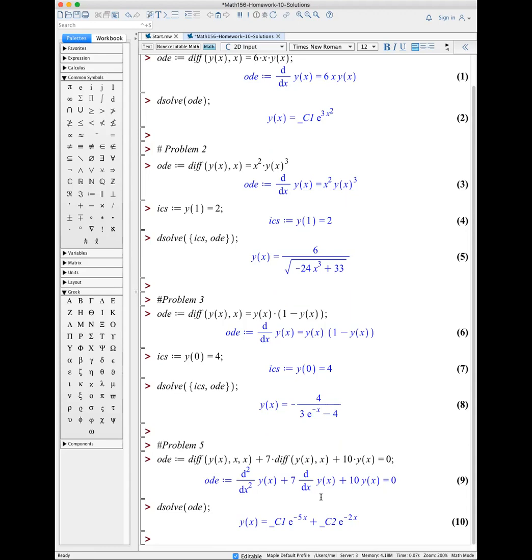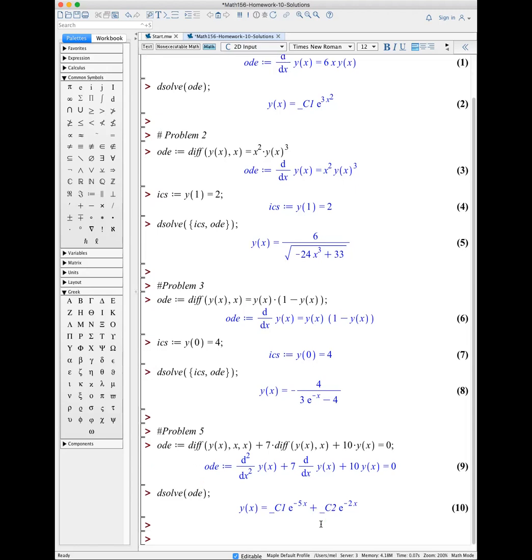And this says there are two different solutions, e to the minus 5x and e to the minus 2x, and then a linear combination of them. This is C1, one constant. This is any other constant, C2. So any expression of this form is also a solution. Okay.